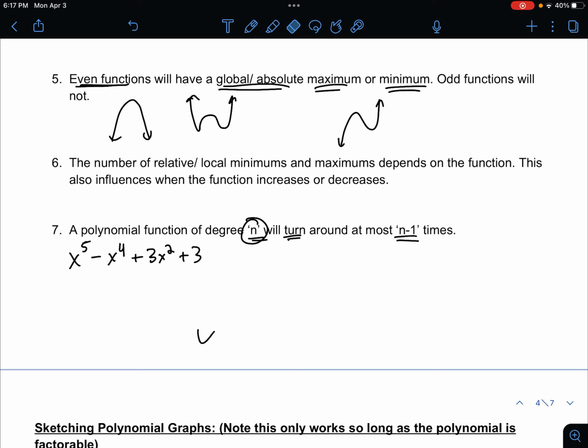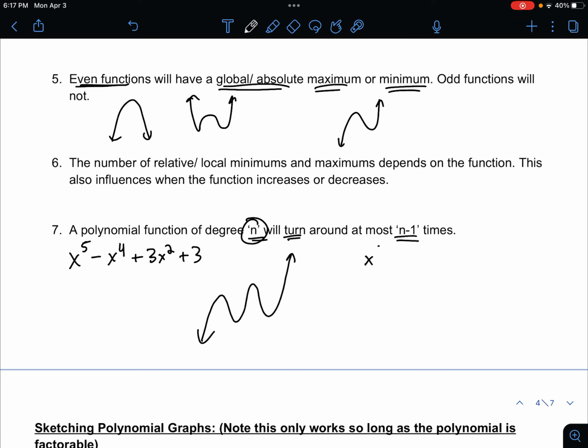Let me see. We go 1 turn, 2 turns, 3 turns, 4 turns. There we go. That's counted properly. So that is n minus 1 turns. X to the 5th, that's the most it could have.